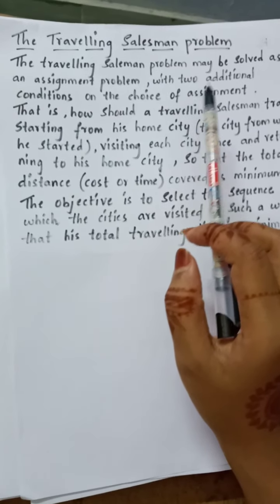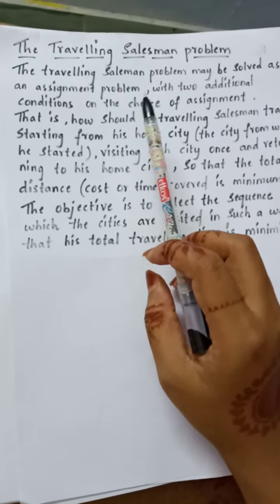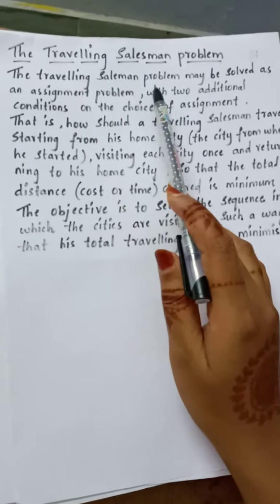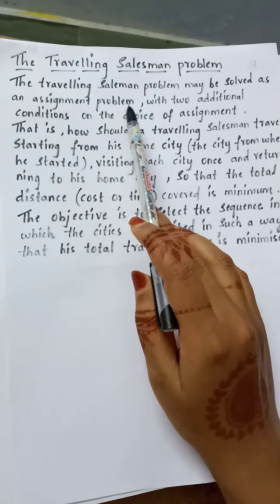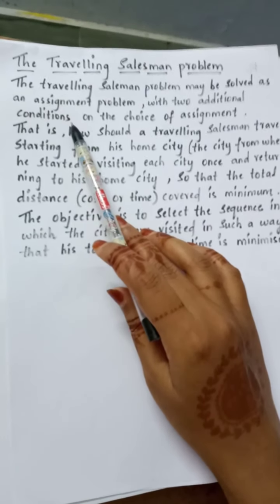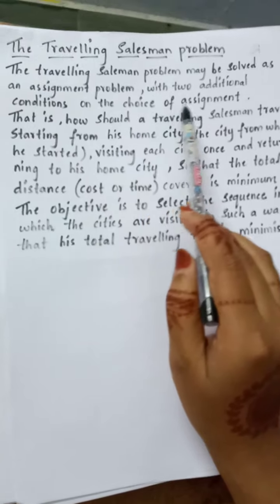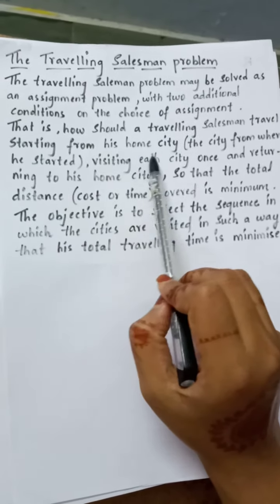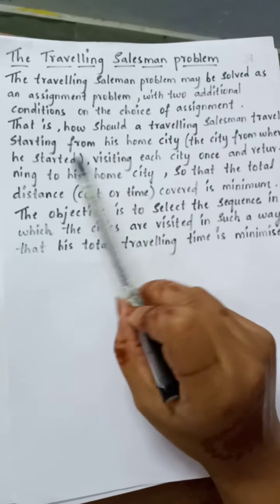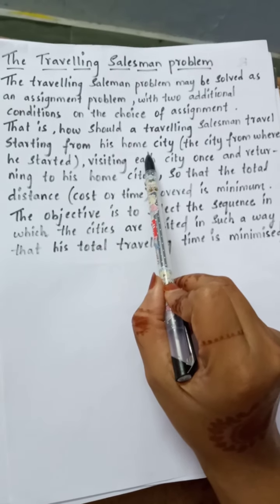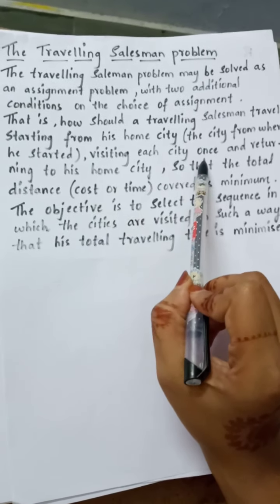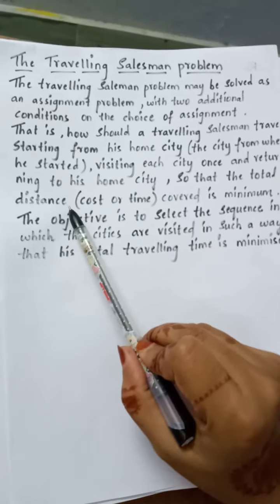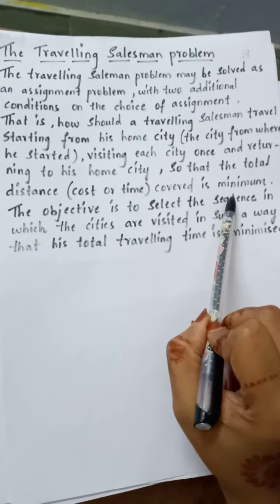In this problem, students, there are two additional conditions. So what are those additional conditions? We shall read it now. The traveling salesman problem may be solved as an assignment problem with two additional conditions. On the choice of assignment, that is, how should a traveling salesman travel starting from his home city, the city from where he started, that city is known as the home city, and visiting each city once and returning to his home city so that the total distance, that is cost or time covered, is minimum.